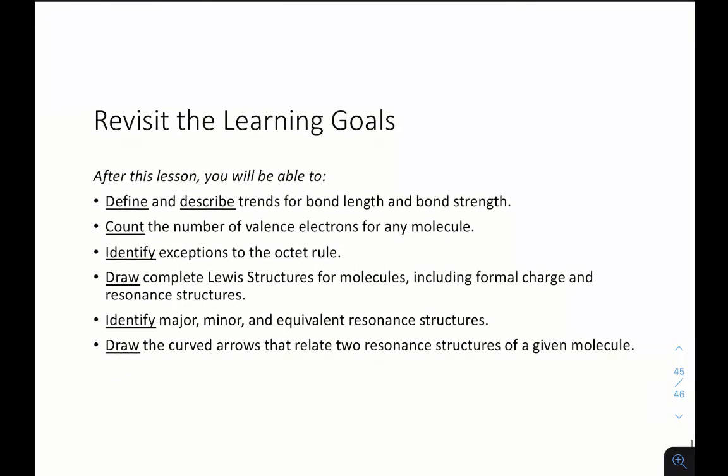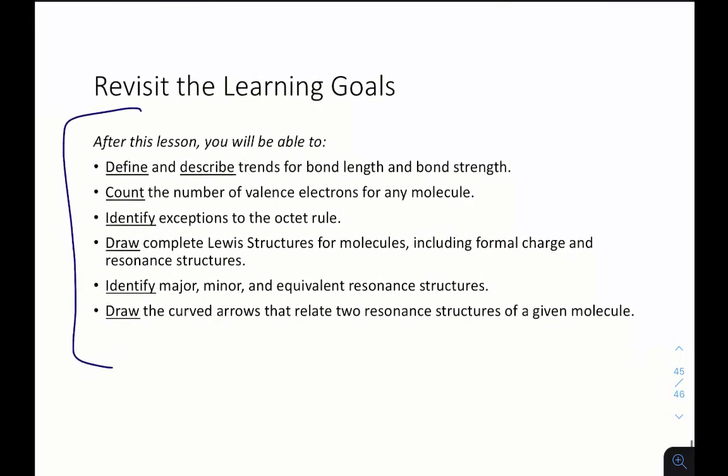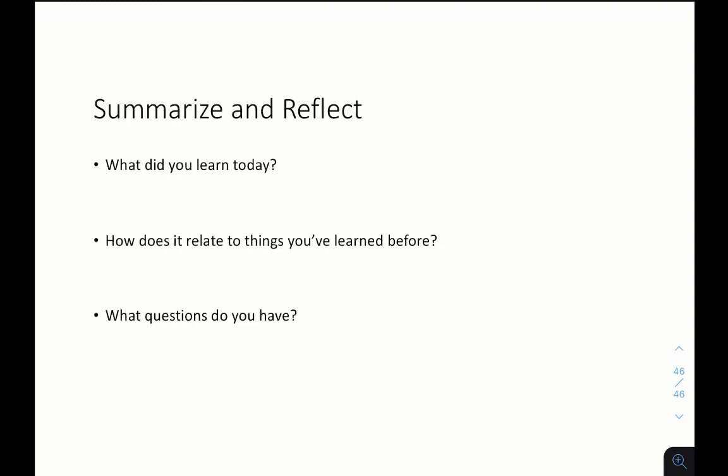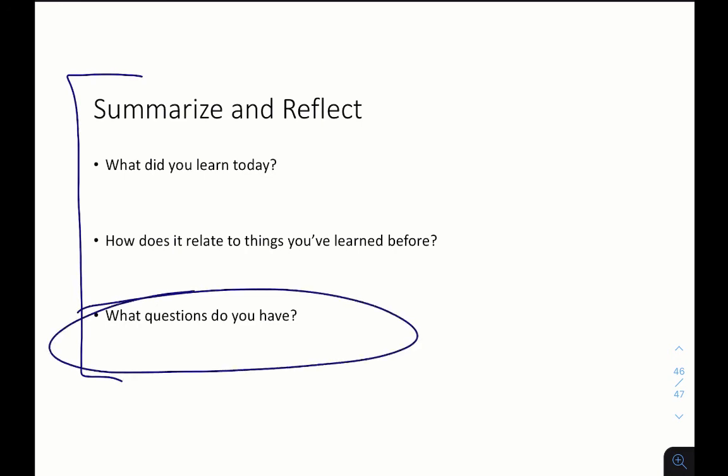I'm going to let you revisit the learning goals on your own. Make sure that you can do all of these things. But don't skip this step. You can do it yourself. And then again, you always need to summarize and reflect. This is a cumulative class and it relates to other classes that you're taking. That's why it's a requirement for you. So work through these questions and ask me what questions you have. Okay, time to practice. This is a really important one. Even if everything feels familiar from Gen Chem, you still need to practice.